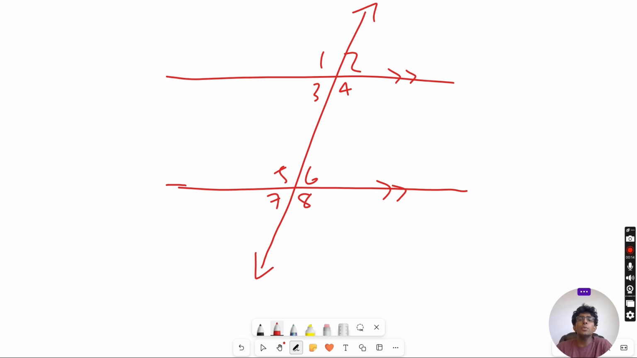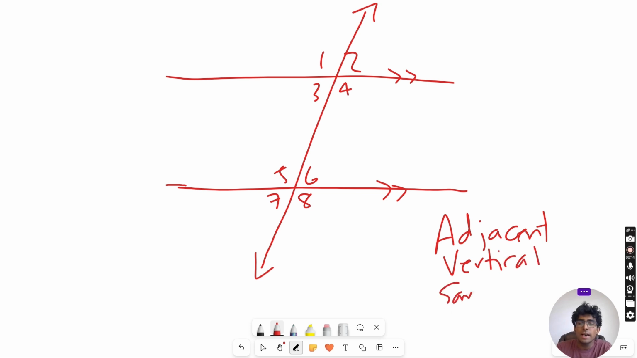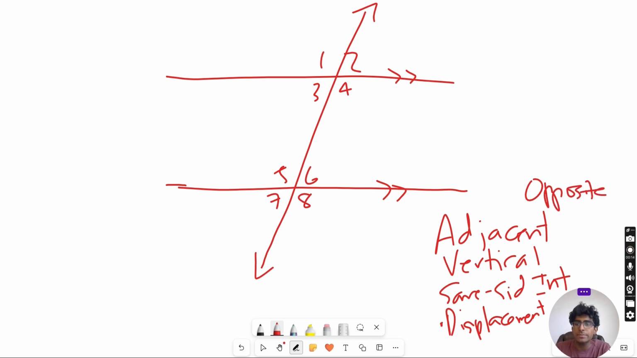So there are important angle rules to know. I'm going to write them at the bottom here so I remember to cover them all. So adjacent, vertical, same side interior, and then displacement. This is not an official name, but I'll tell you more about this when we get to it. And then that's mainly it. I think you could do opposite angles as well, which we'll get to in a second.